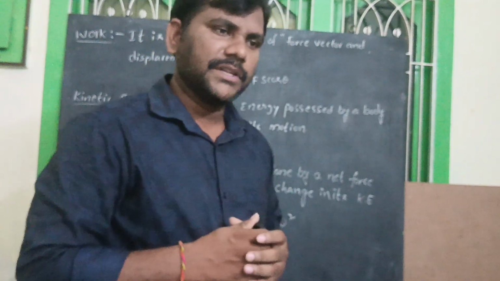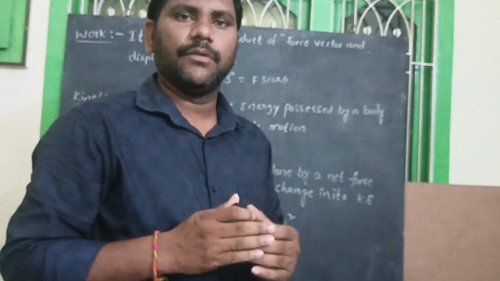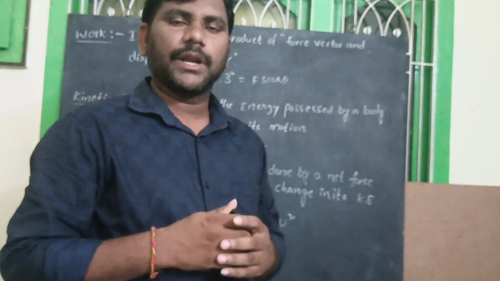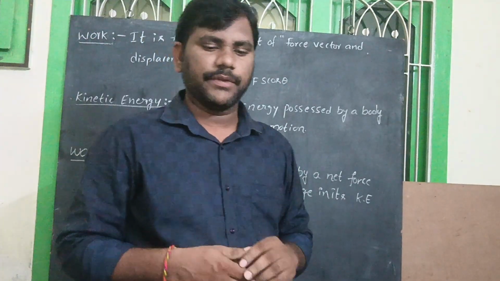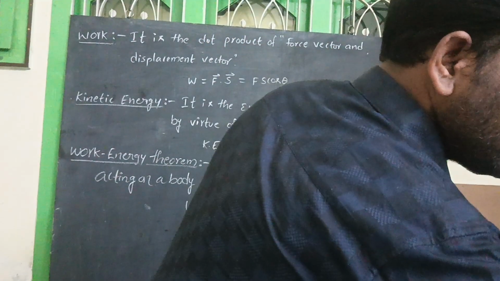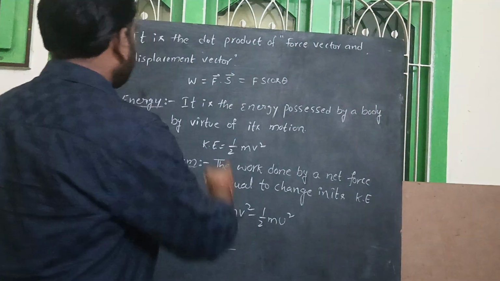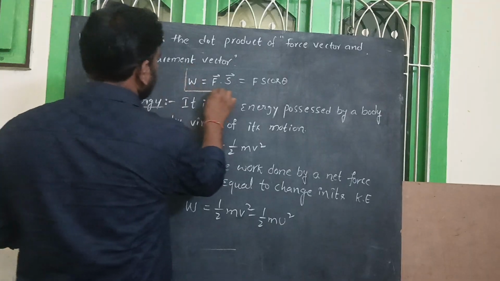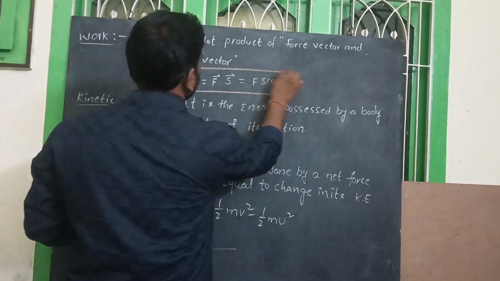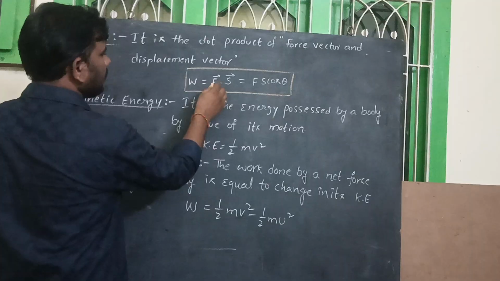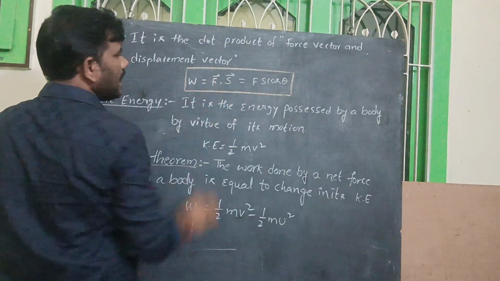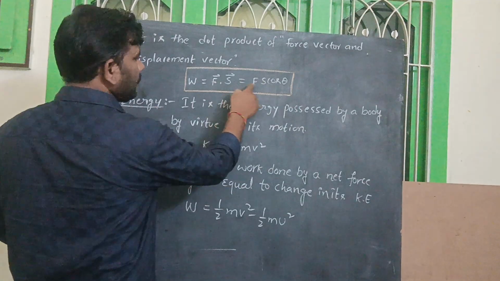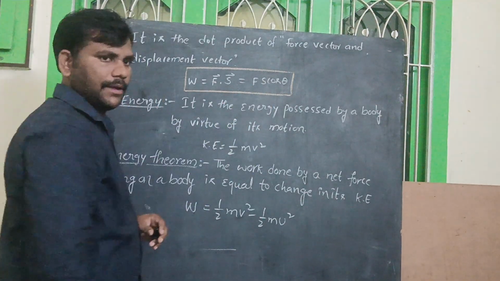Work energy theorem means first we can define what is work. Work means the dot product of force vector and displacement vector. That is W is equal to F bar dot s bar, the dot product of force vector and displacement vector, that is equal to Fs cos theta.